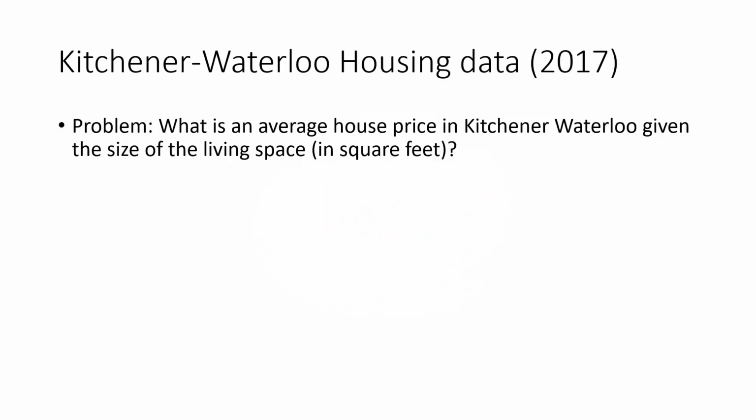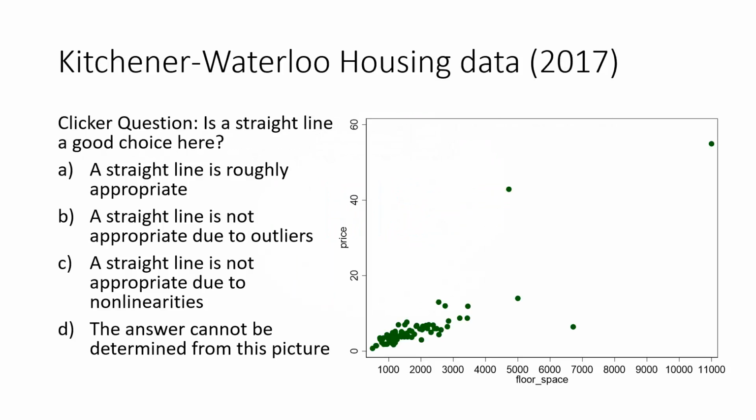So we'll continue with the example of the housing data. The problem is, what is an average house price in Kitchener-Waterloo given the size of the living space, which is measured here in square feet? And here is a scatter plot. We have the floor space on the x-axis and the price of the house on the y-axis.